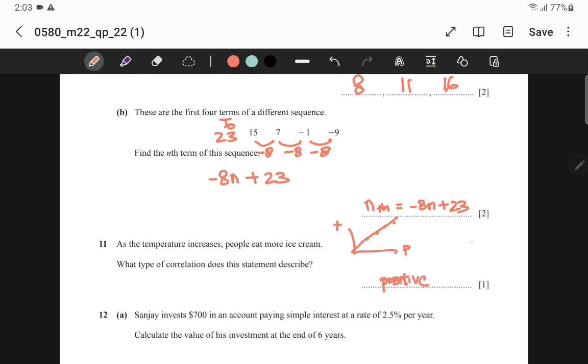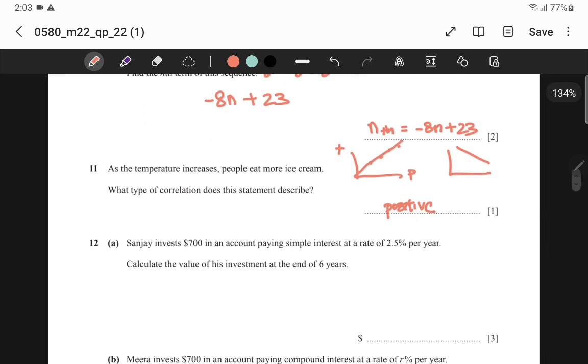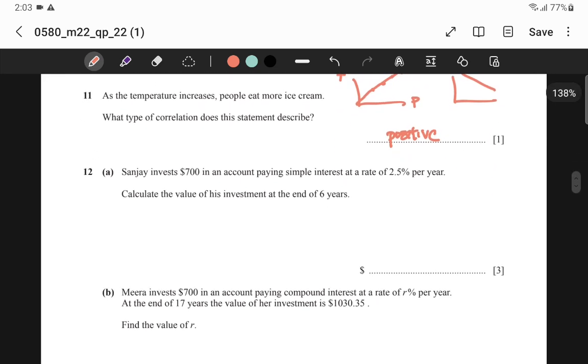But if, for example, you draw a graph and on the question the graph is going down like this one, then the answer will be negative, of course. Come on, the next one is this one. Oh, this one is about interest. There is simple interest for A, and on B, it will be compound interest. Now, what is the difference between the two of them?